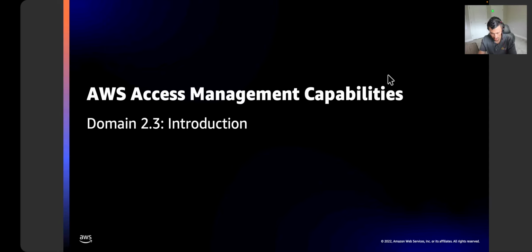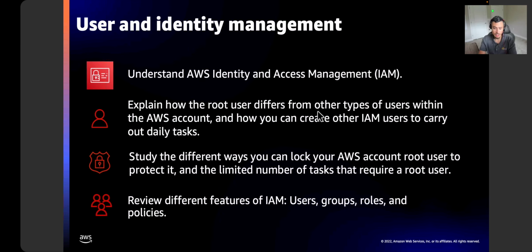Let's move on to domain 2.3, which is on access management capabilities. And so we touched on this a little bit when we were talking about IAM, right? Identity and Access Management. So what is IAM? IAM is the service that allows us to apply authentication as well as authorization within our account, right? So essentially, identity, we're talking about authentication, right? Who are you? And then access management is related to the authorization aspect that it provides.